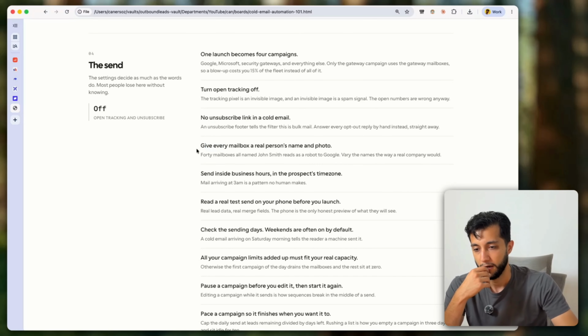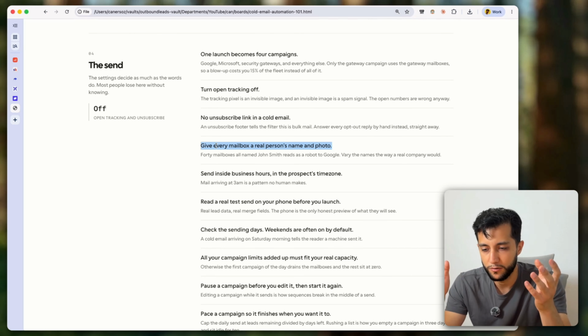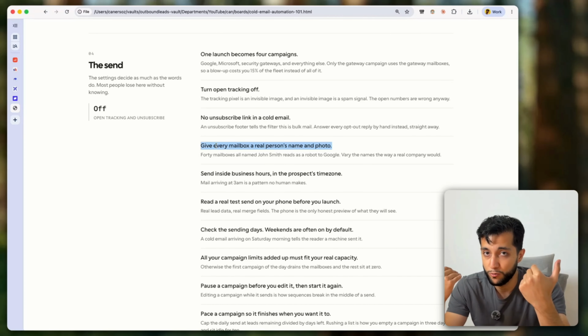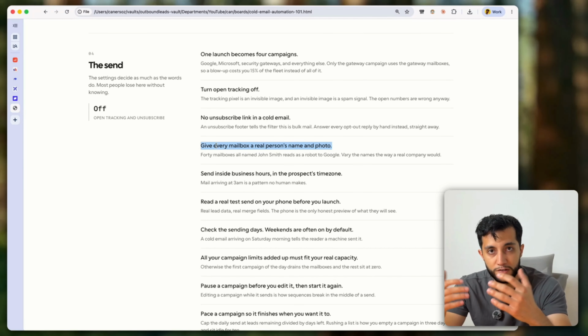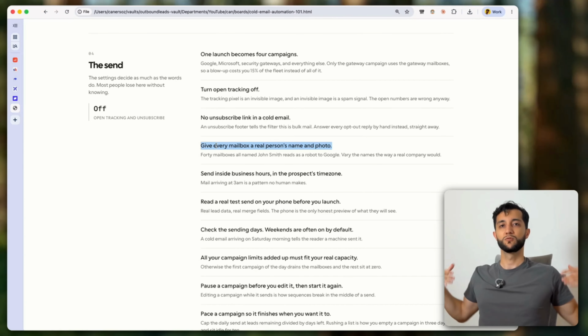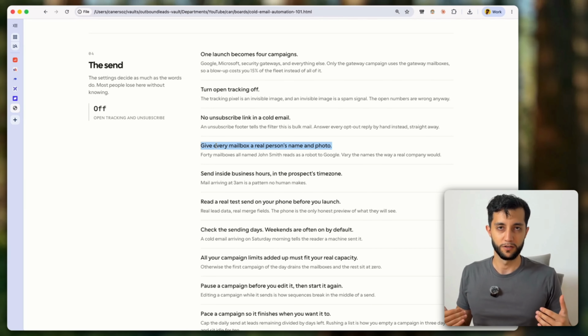So this, honestly, give every mailbox a real person's name and photo. I don't fervently believe this. I think it's a pretty good thing to do because if, for example, I use my name, my socials will come up. And I like that. I want people to see my social media accounts. I want people to see my content. I want people to read about me, right? I want cold email to be a little easier for me.